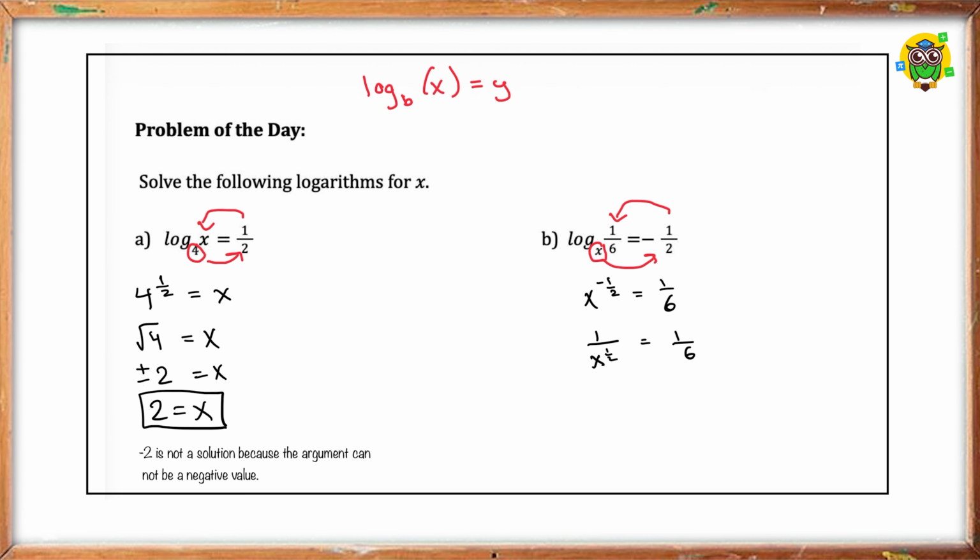We want to solve for our x variable. To do this, we are going to say that x to the 1/2 power is equal to 6. We are going to be squaring both sides of this equation to remove that 1/2 exponent. So we now have x is equal to 36.